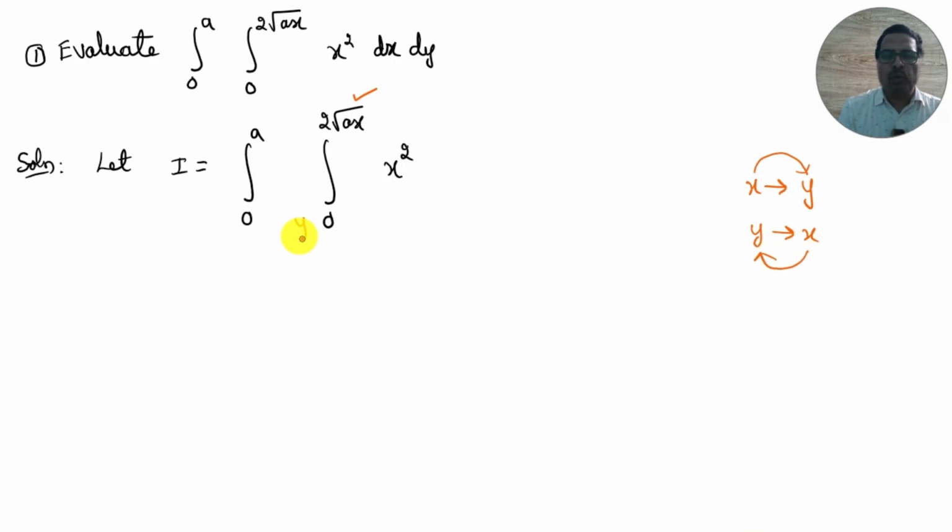Therefore, y goes from 0 to 2 root ax. So the limit values will be the opposite of the variable you have. If the x variable is there, you take the limits for y: y is equal to 0 to 2 root ax. Then the other limit is for x: x is equal to 0 to a. So first I will write dy, then dx, which means the inner derivative corresponds to the inner integral, and the outer derivative dx corresponds to the outer integral.